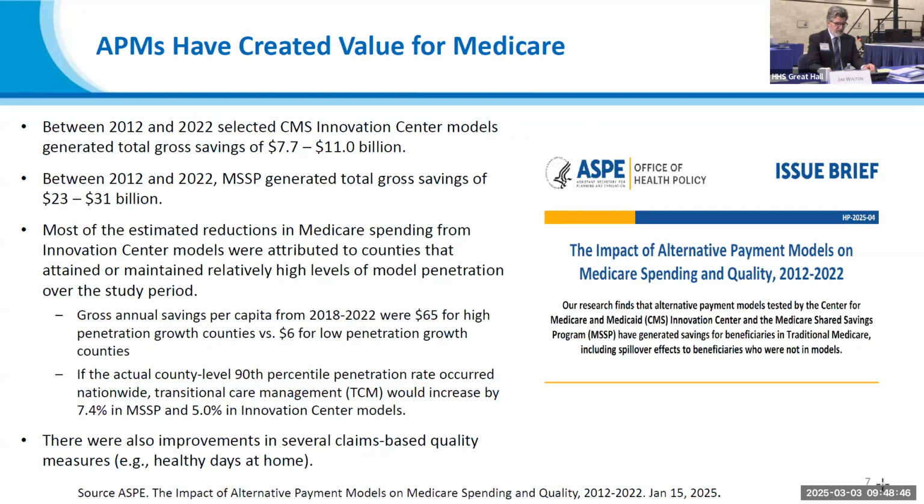After these definitions, we wanted to review some of the findings of ASPE's research, and you can find this on the ASPE website. There are a number of issue briefs, and one we want to elevate here is a study done for the years 2012 to 2022, effectively the first 10 years of MSSP and CMMI's work. We see in some of the results that CMMI models had gross savings between $7 and $11 billion over that decade. MSSP also had savings of around $23 to $31 billion. So it illustrates that the CMMI models were successful in reducing spending, but it was noted that it was best in those counties with high penetration and participation. And we'll spend more time looking at those elements for this meeting.